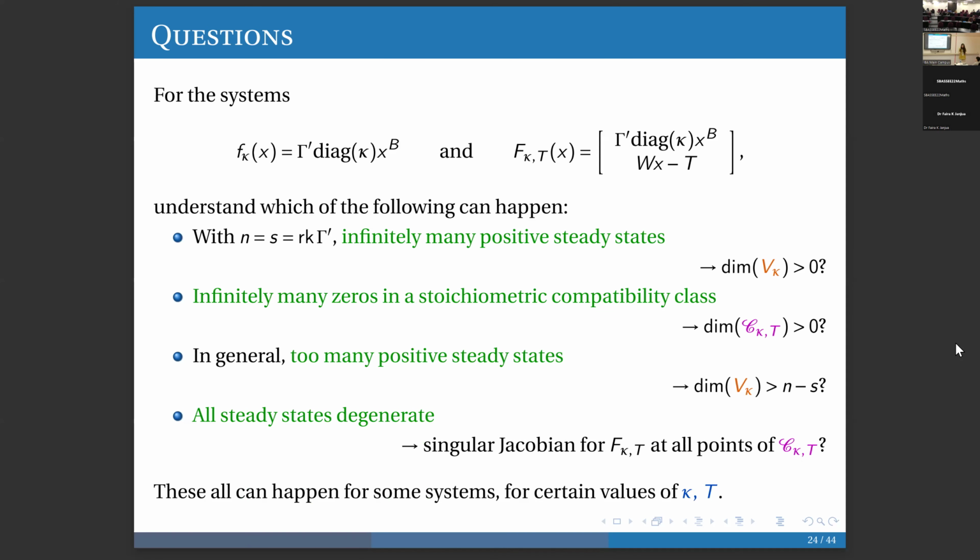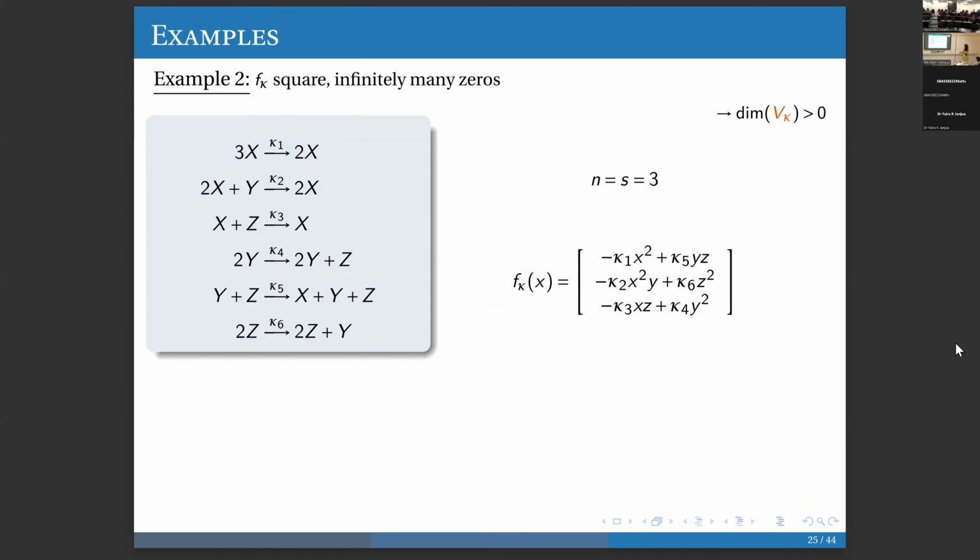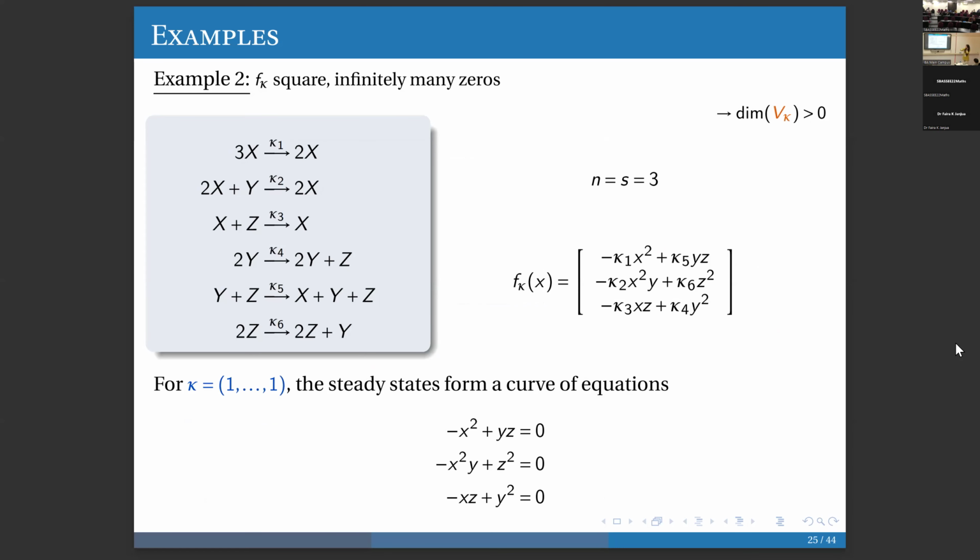And it can happen. So these things can happen for some systems for certain values of the parameters. If I fix some value of the parameters, I can find examples. This is the first system that I showed before in the introduction. And I told you already, it has infinitely many points, even if it's square to begin with.